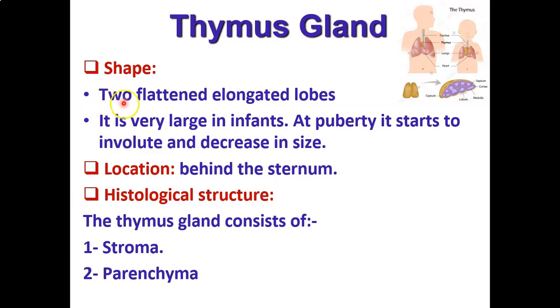The shape of the thymus is that it is formed of two flattened elongated lobes. It is very large in infants. At puberty it starts to involute and decrease in size. Its location is behind the sternum.